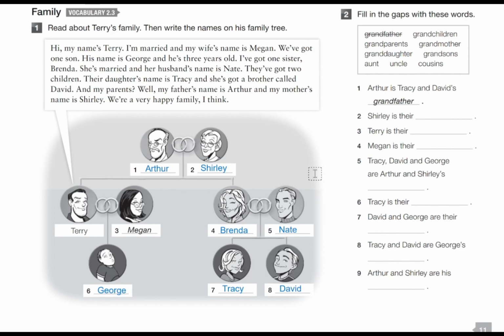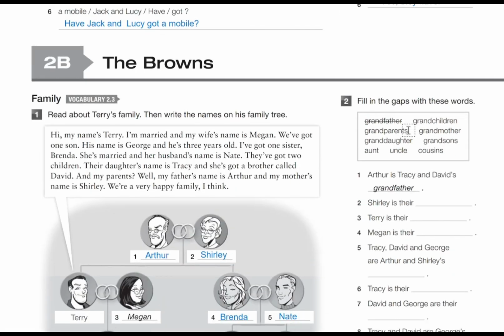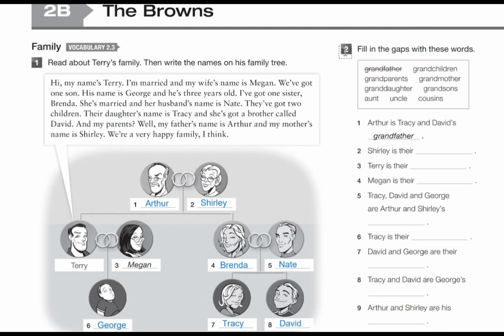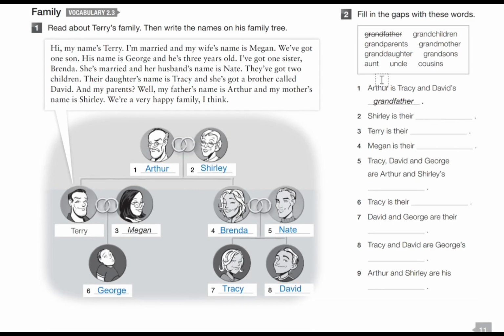We're good. Now, we got here exercise 2. Fill in the gaps with these words, right? We've got the words here, a bunch of words: grandfather, grandchildren, grandparents, grandmother, etc. So we need to fill in the gaps, guys, looking at the family tree. Right. Number 1, Arthur is Tracy and David's grandfather.